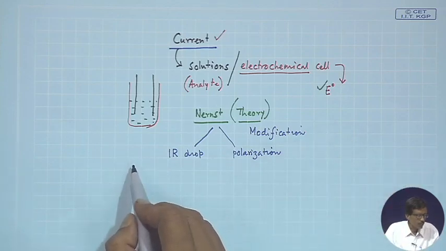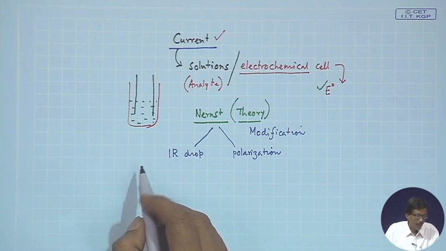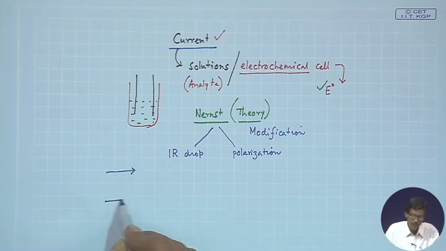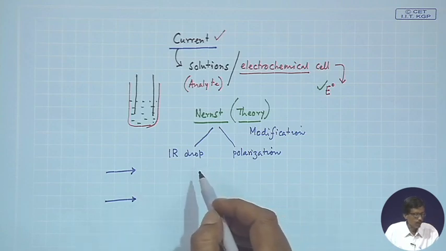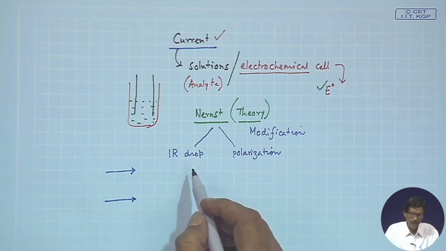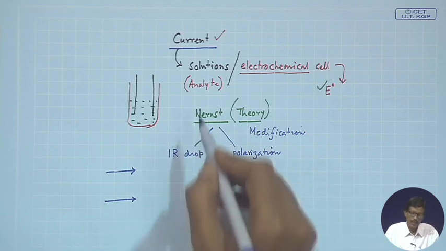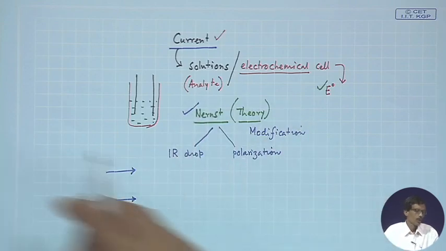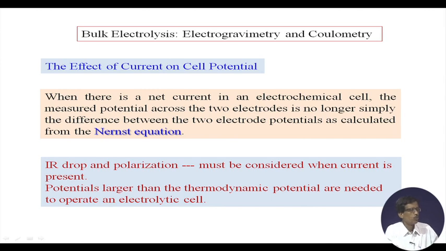So, basically we have to operate an electrochemical cell, and how we can operate a particular electrochemical cell, such that what potential we should apply, and the potentials larger or smaller than that of the thermodynamic potential which we can calculate using the Nernst equation. So, IR drop and polarization both we should consider when there is a current. That means current is there and current is passing through the electrodes, and potentials larger than thermodynamic potentials are needed to operate an electrolytic cell. So, when we have IR drop and polarization, these are the two things that can go against the corresponding potential value.